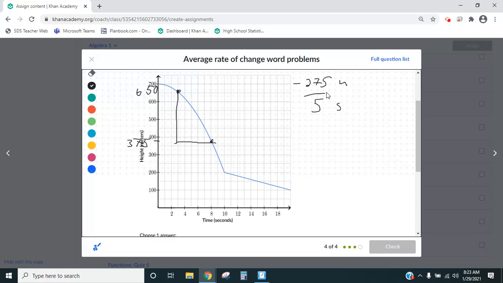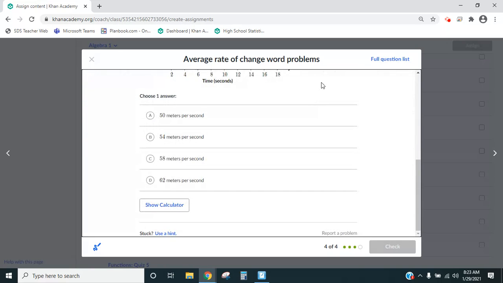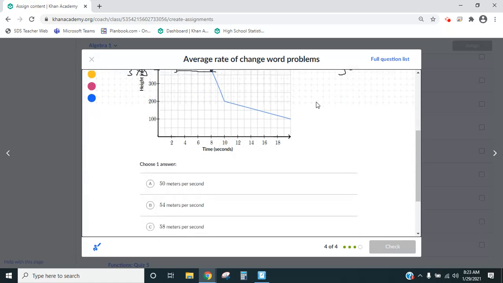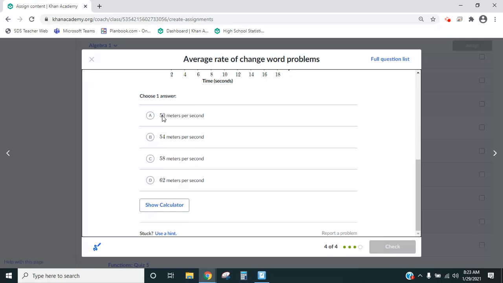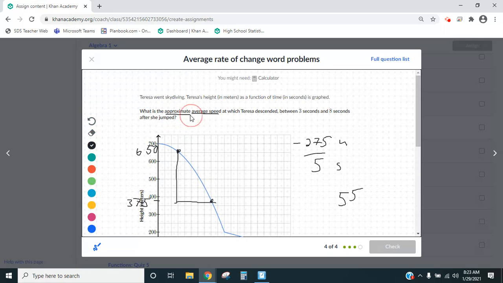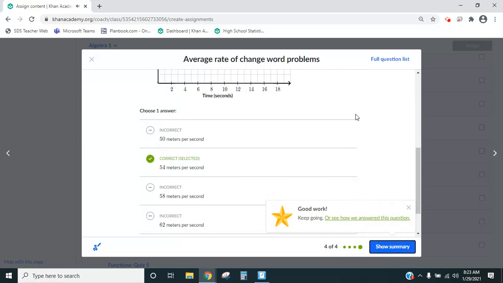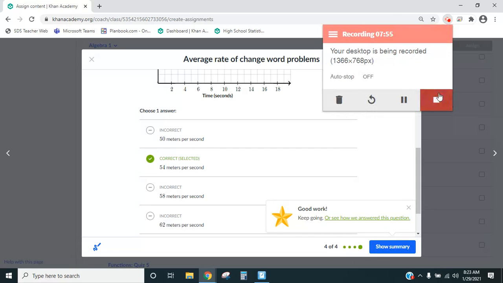What's 275 over 5? Somebody help me out. Anybody? It rhymes with 55. Oh, wait, it's 55. All right. Now, if you look down here, 55 is not an answer. That's because it said what to do? Approximate. So then which choice is closest to 55? 54. So you might have more than one where you have to approximate. All right, try out those two, and then we'll talk about the inverses.